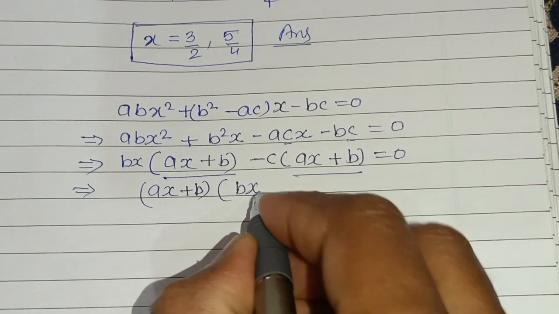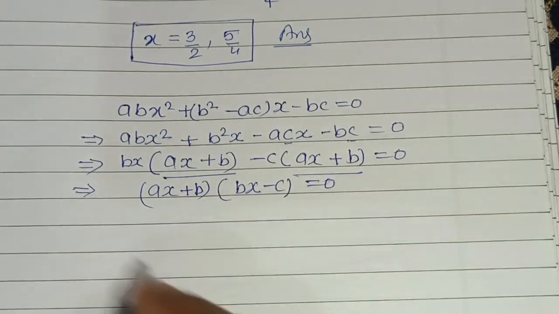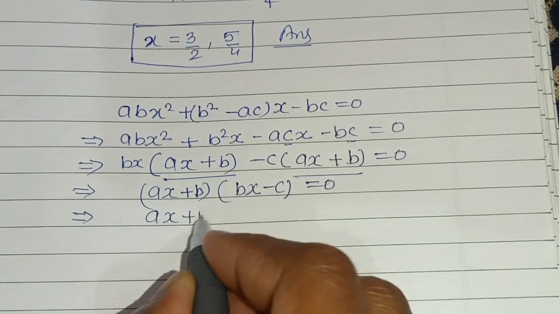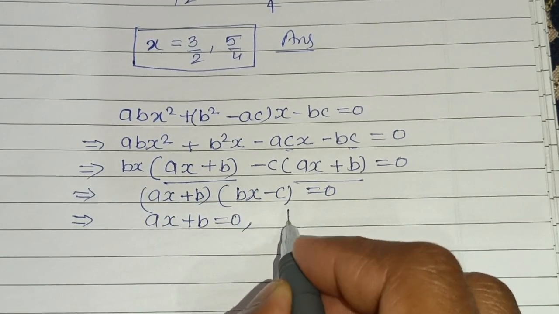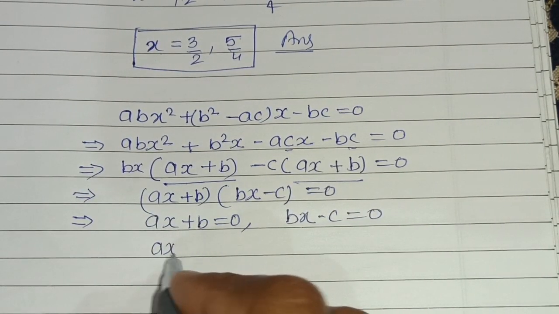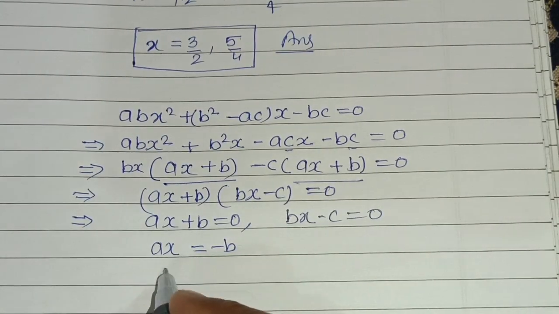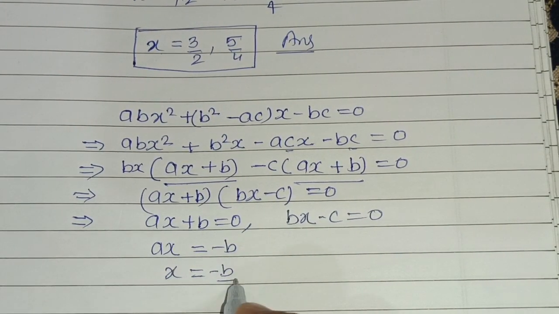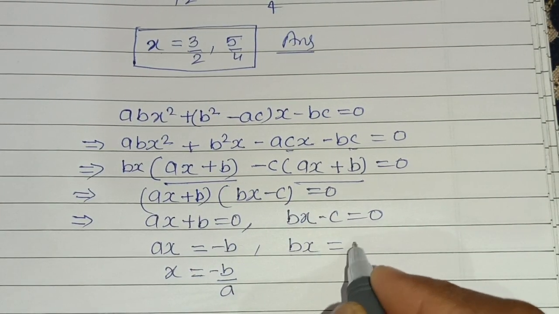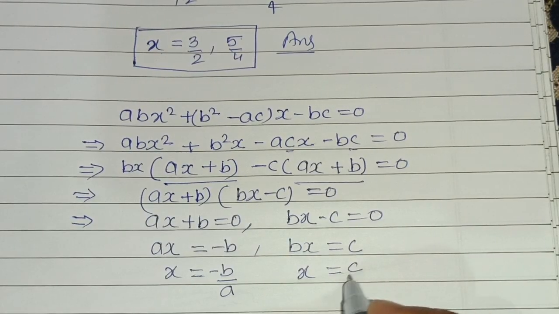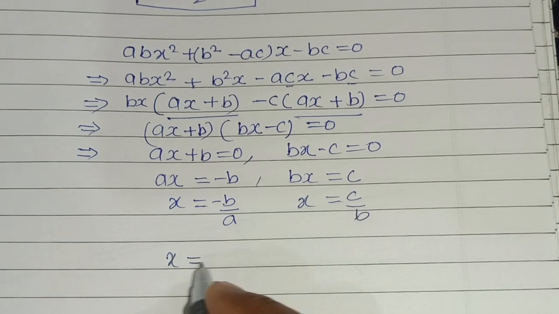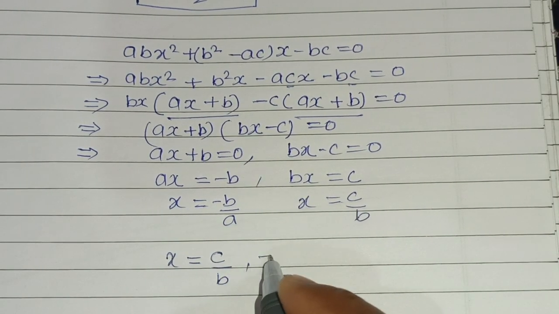So ax plus b and bx minus c is equal to 0. So ax plus b is equal to 0 and bx minus c is equal to 0. So ax equal to minus b. So x equal to minus b by a and bx equal to c. So x equal to c by b. So we have x equal to c by b and minus b by a.